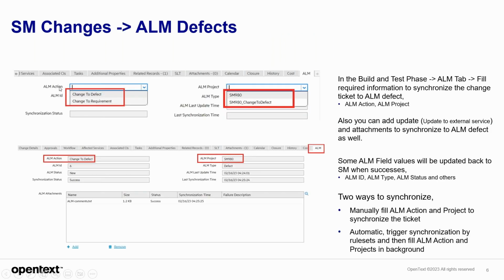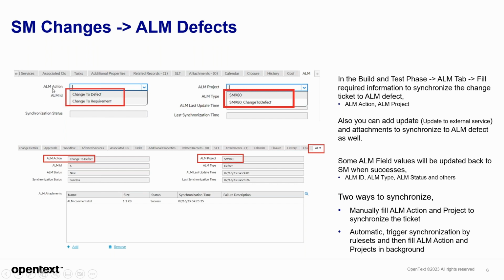In the upper picture, you can find that this is a snapshot from a change record. It's the detailed part of this change. And you will find that there is an ALM tab. Out-of-box, we configure an ALM tab in the build and test phase of a normal change. When the ALM tab is displayed, you can synchronize the change to ALM as a defect or requirement.